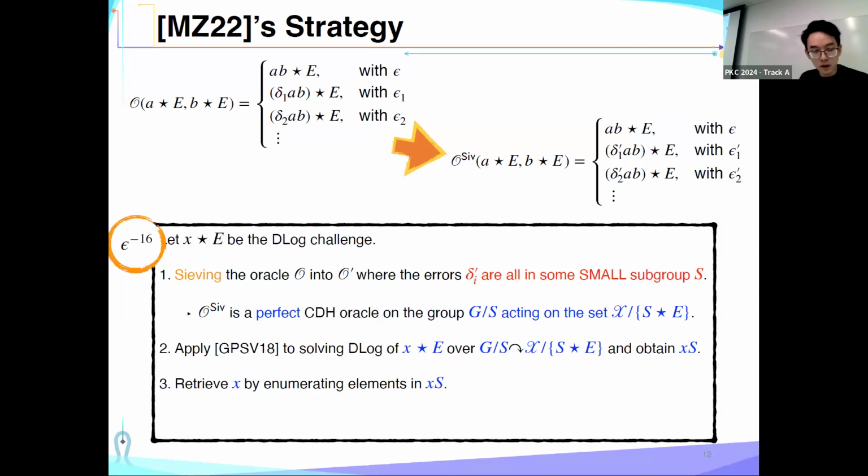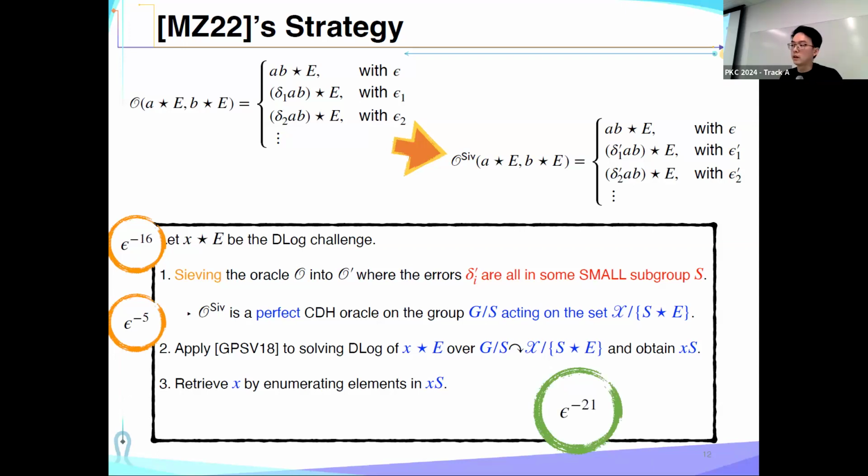The first step costs O tilde of epsilon to the -16. The second one is built on the previous one with epsilon to the -5, sorry. So the overall cost is epsilon to the -21 in O tilde.